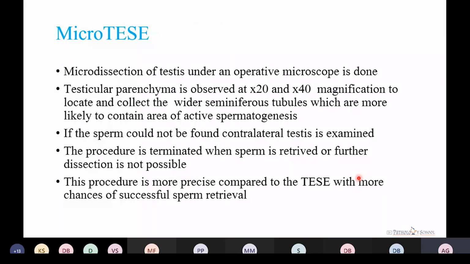In microTESE, the microdissection of testis is done under an operative microscope. The testicular parenchyma is observed under increasing degrees of magnification to locate and collect the wider seminiferous tubules, which are more likely to contain an area of active spermatogenesis. If the sperm could not be found, the contralateral testis is examined. The procedure is terminated when the sperm is retrieved or further dissection is not possible. This procedure is more precise as the tissue is directly visualized under the microscope, and compared to TESE, there is more chance of successful sperm retrieval.